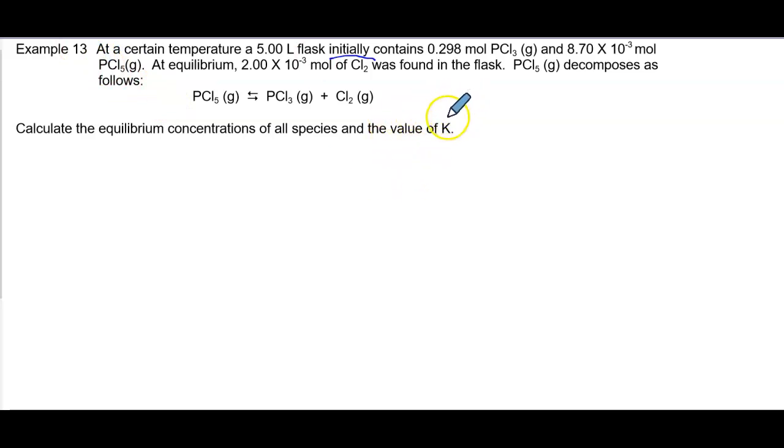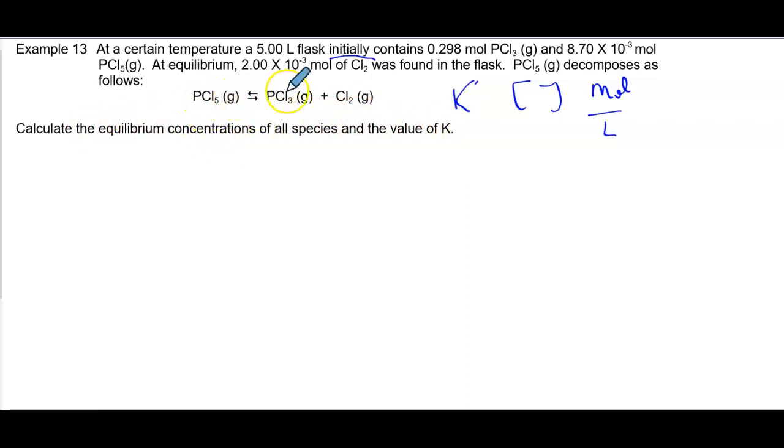Okay, so as I look at this problem, I've got this as my chemical equation. I have some moles of PCl3, some moles of PCl5, a volume, and some moles of Cl2. So right off the bat, I know I'm probably going to be dealing with K, and I'll need square brackets, or moles over liters. It says to calculate the equilibrium concentration for all species and the value of K. So that's what we have to do.